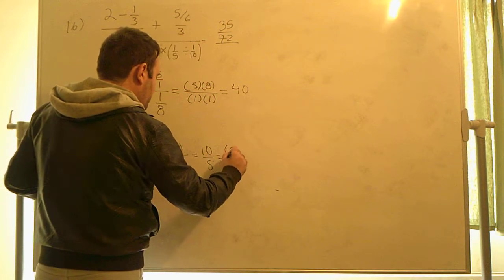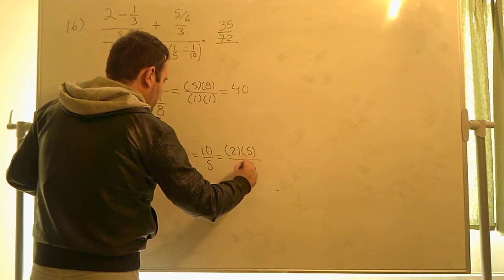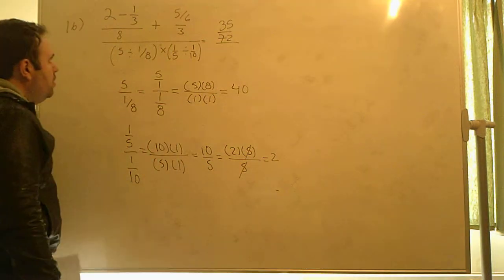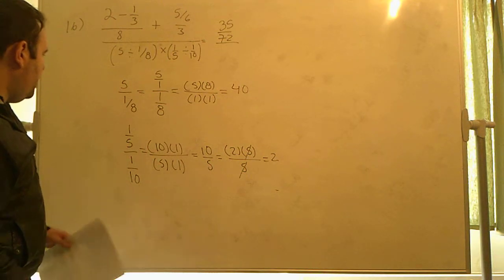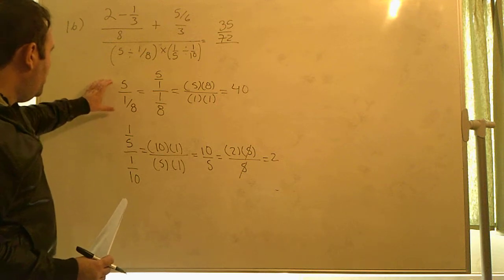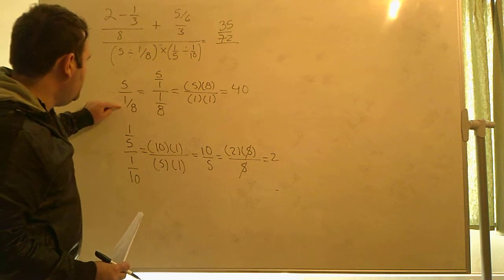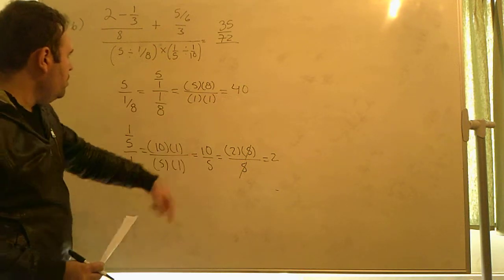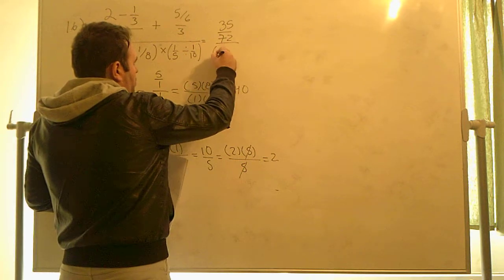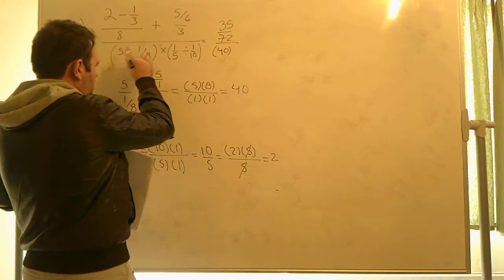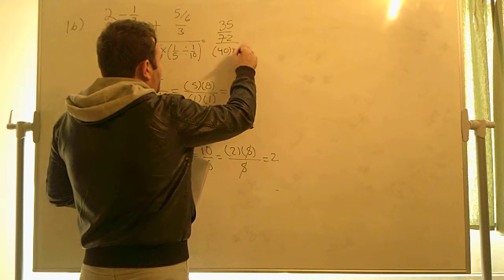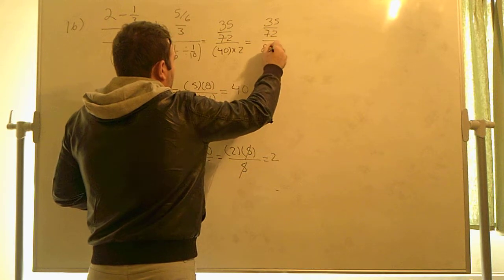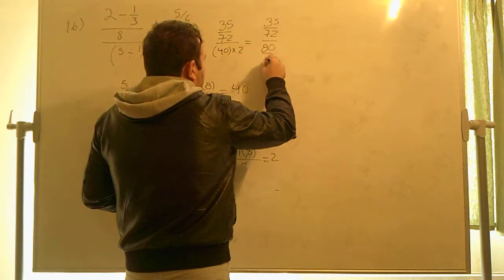But remember that 10 is equal to 2 times 5. And then we have a 5 here, so 5 divided by 5 is 1, and we will be left with 2. So we need to multiply now. Remember that 5 divided by 1/8 was 40, which is this one, and then 1/5 divided by 1/10 is 2, so this will be equal to 40 times 2. So this will be 35 divided by 72 divided by 80. And this 80 divided by 1.